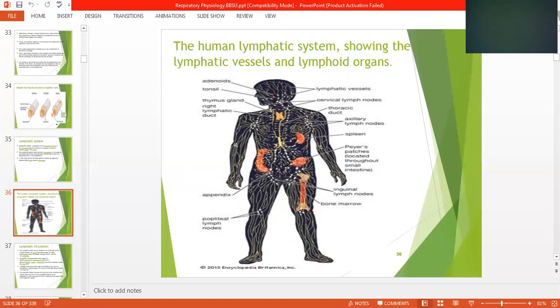Right lymphatic duct, axillary lymph nodes, in the armpit there are lymph nodes. Spleen is also one of the organs which has lymph, known as a lymphatic organ. Then Peyer's patches in the intestine. Then we have the inguinal lymph nodes between the thigh and the stomach. So these are some of the lymph nodes shown over there in this figure.